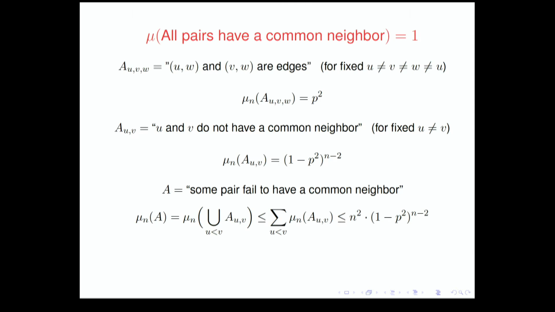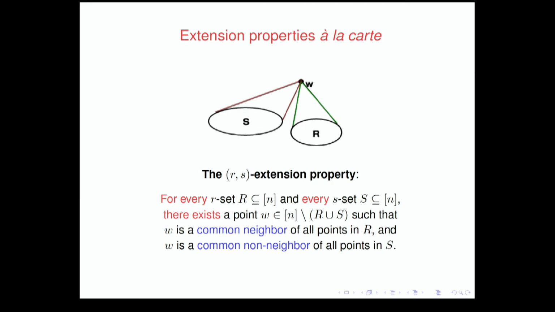You get a polynomial function, an exponential function, something that goes to 0. So we get what we want. So these are examples of what we call extension properties. And in fact, you can ask, can we go further?